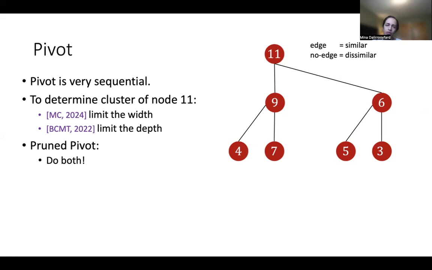Our idea is to do both, limit the width and limit the depth. Again, the implementation of this algorithm is quite easy. The challenge for us was to analyze the algorithm, because the analyses of these 2 previous algorithms are both very involved and very different. So we couldn't just plug in their analysis, and we had to come up with new ways to analyze this algorithm.